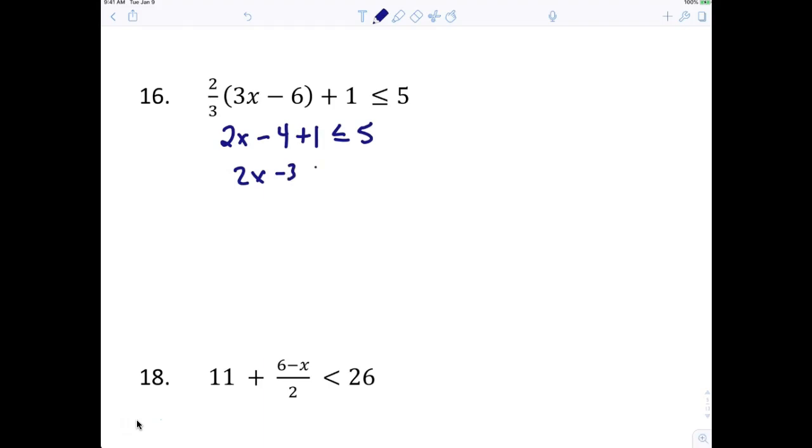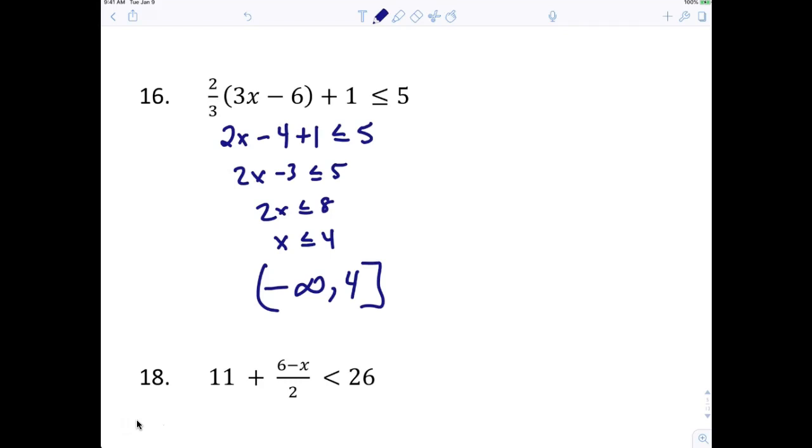2x minus 3 is less than or equal to 5. 2x is less than or equal to 8. X is less than or equal to 4. You agree with that? And -infinity to 4 bracket. Good? Any issues? Good.